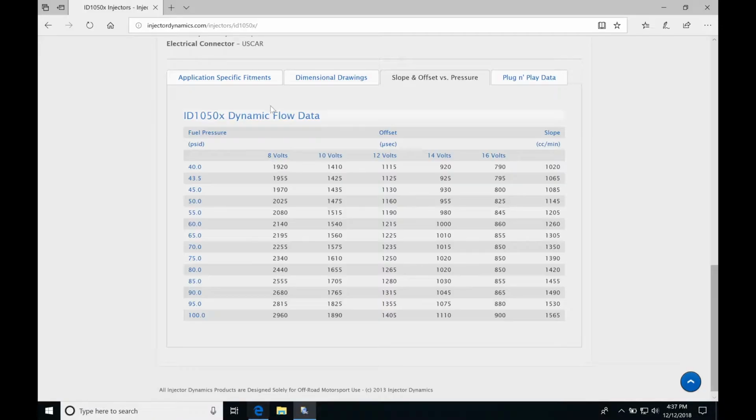I have an injector dynamics data sheet open for ID1050X injectors. And I'm going to be assuming I'm running at 3 bar of operating pressure, or 43.5 psi. That's pretty standard operating pressure. And it wants my dead time value at 13 volts. So we can see 12 volts is 1,125 microseconds. 14 volts here is at 925 microseconds.